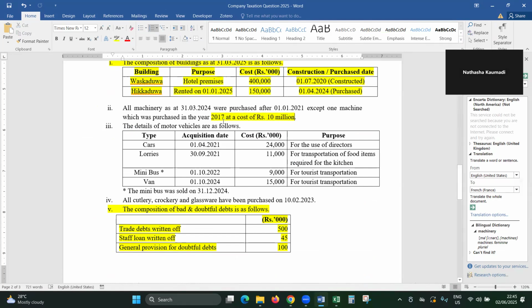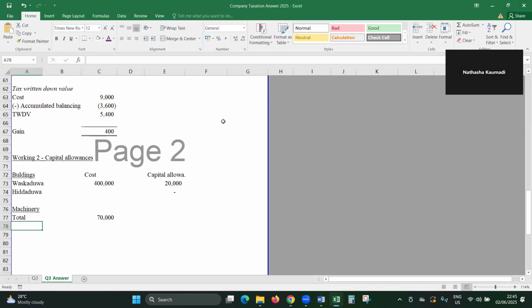2017 purchase means have they fully claimed capital allowances for 5 years? Yes, of course. 5 years gone. So can you claim capital allowances again for this 10 million old machine, which is 10,000 minus 10,000? Can you claim capital allowances for this? No, you can't. It's over. We have claimed fully. So what is the balance part then? Balance part.